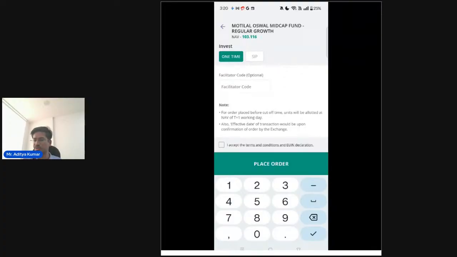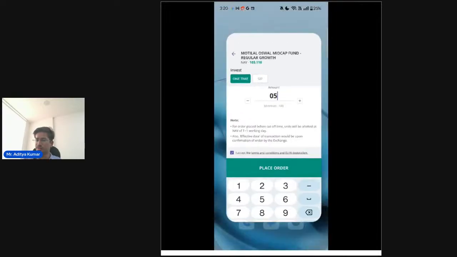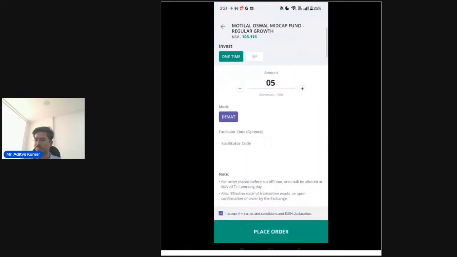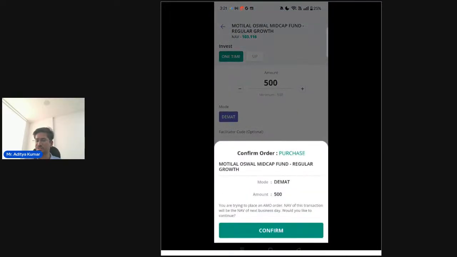Then going further down, you can see the accept terms and conditions that you need to accept before investing the amount. Then simply click on this Place Order button. Let's say I want to invest 500. Then you place the order, and this confirmation will come up. I won't be placing this order right now. I'm just explaining what you will have to do.